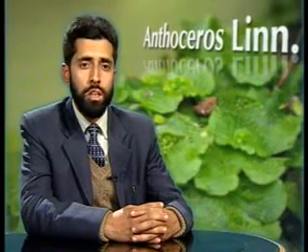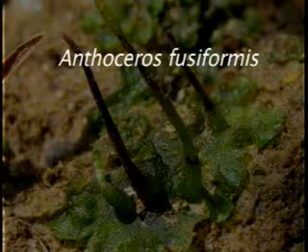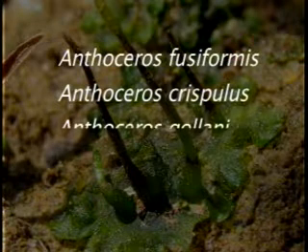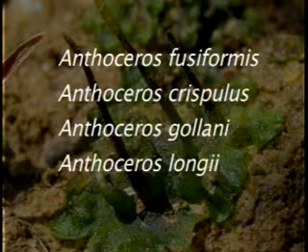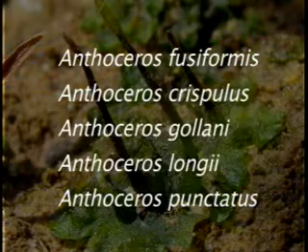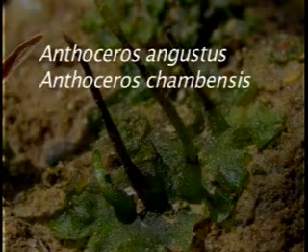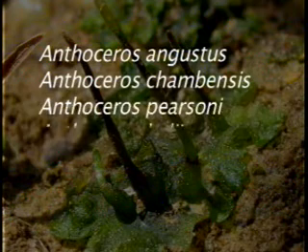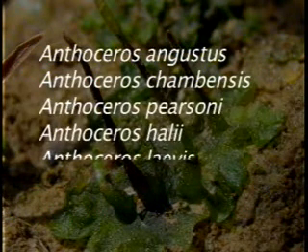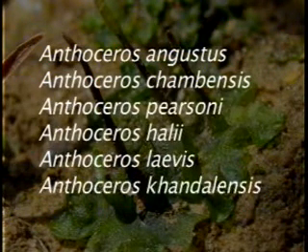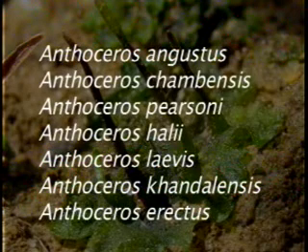As far as the sexual reproduction is concerned, most of the species of Anthoceros are monoecious, which include Anthoceros fusiformis, Anthoceros crispulus, Anthoceros golani, Anthoceros longii, and Anthoceros punctatus, while some species are dioecious. For example, Anthoceros angustus, Anthoceros chambensis, Anthoceros pearsonii, Anthoceros hallii, Anthoceros laevis, Anthoceros khandaliensis, and Anthoceros erectus.